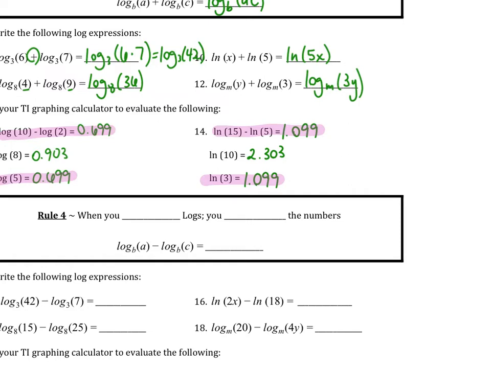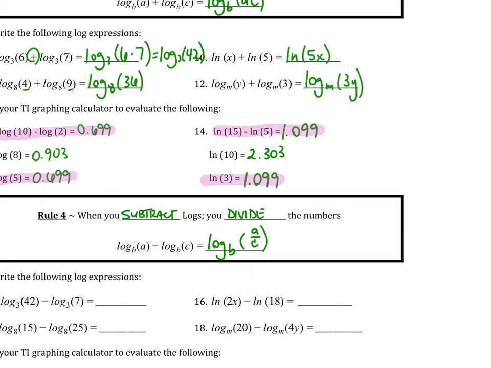I know some of you have already seen the answers and gone on and figured it out. But when I subtract, I'm really dividing the numbers. So here I have log base b of a minus log base b of c. That's really log base b of a divided by c.